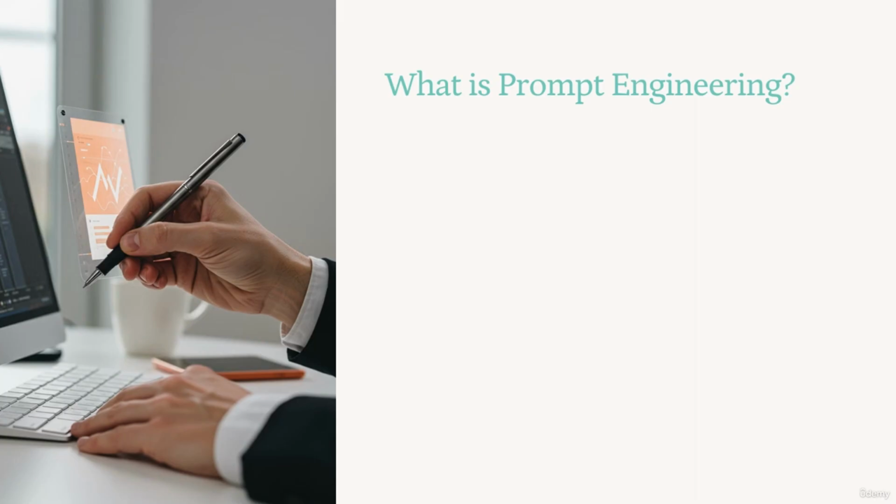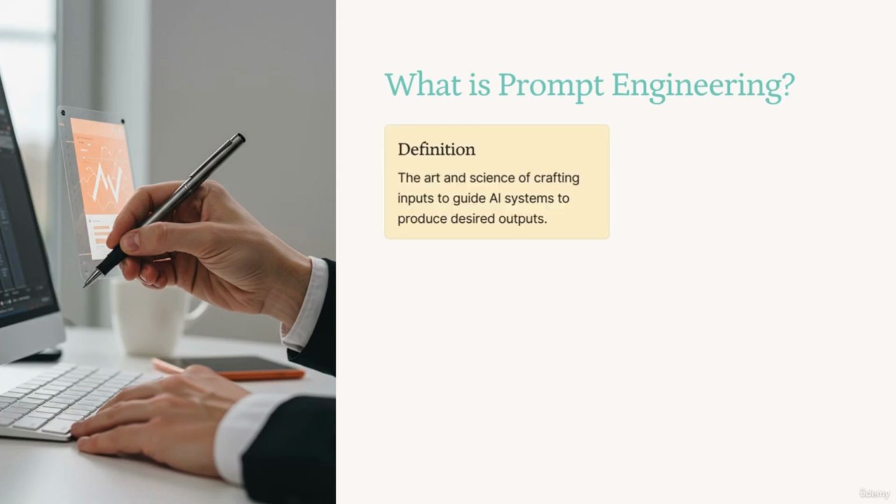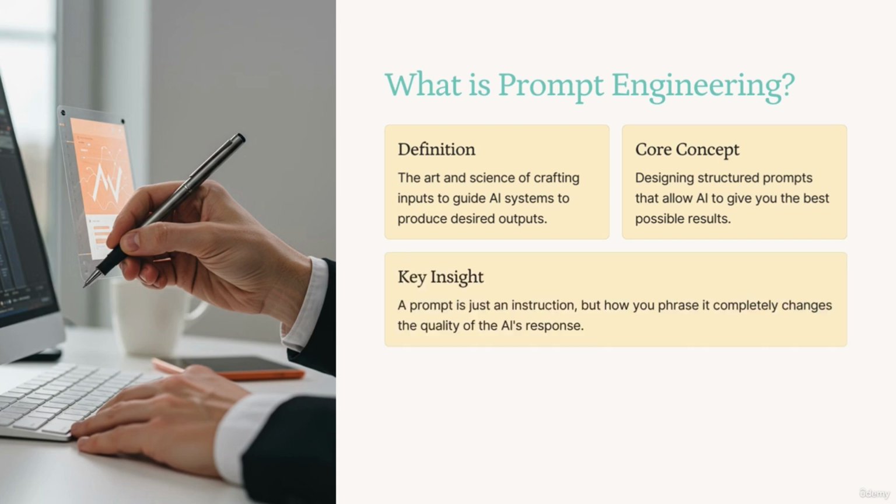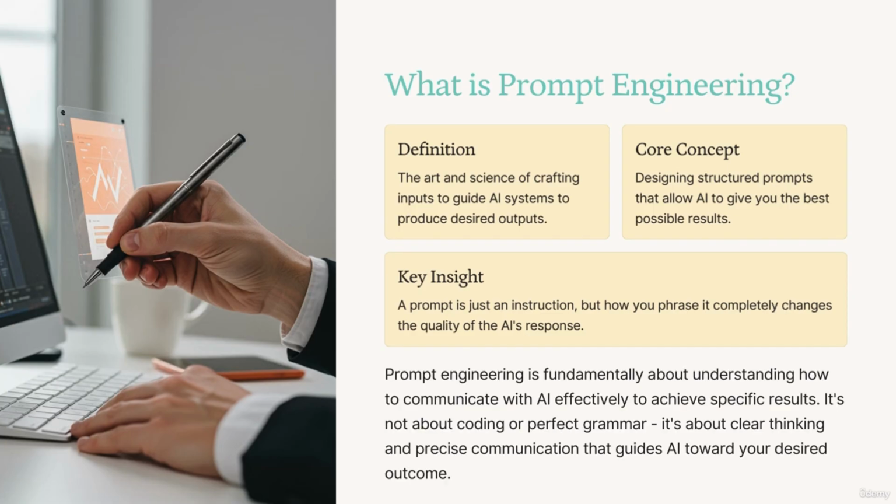Okay, let's start with the basics. What exactly is prompt engineering? Well, in simple terms, prompt engineering is the art and science of crafting inputs or prompts to guide AI systems to produce the outputs we want. At its core, it's the ability to design and structure prompts that allow AI to give you the best possible results. You see, a prompt is just an instruction, but the way you give it completely changes the quality of the AI's response. It's about understanding how to communicate with AI effectively to achieve specific results.